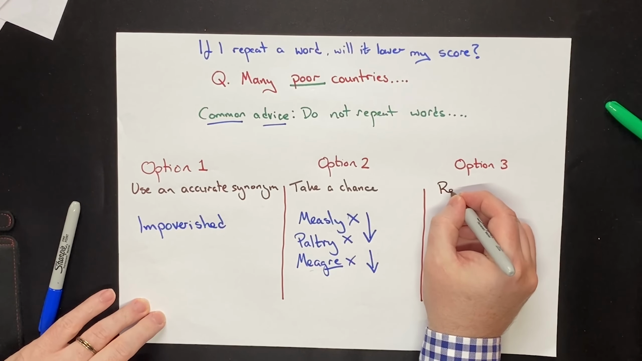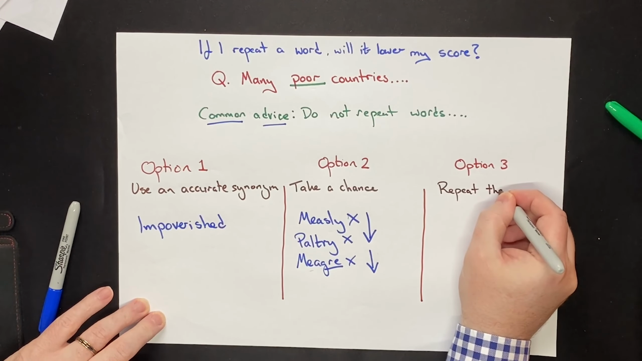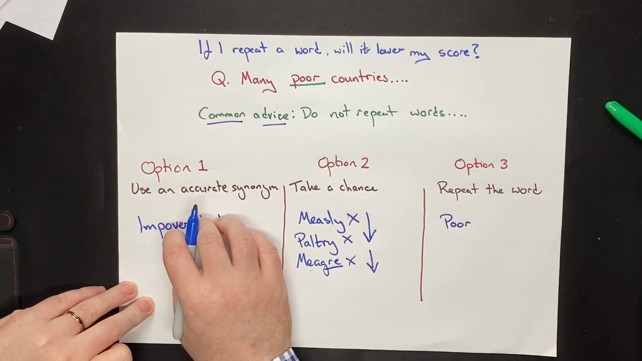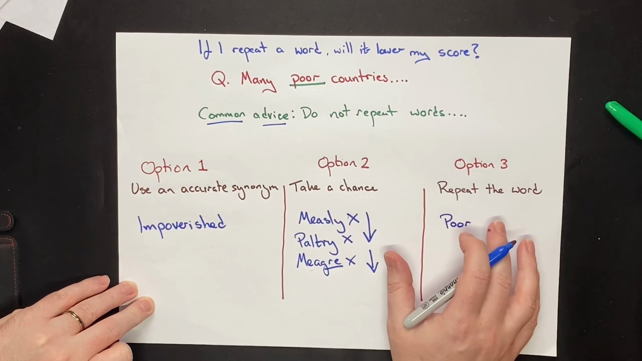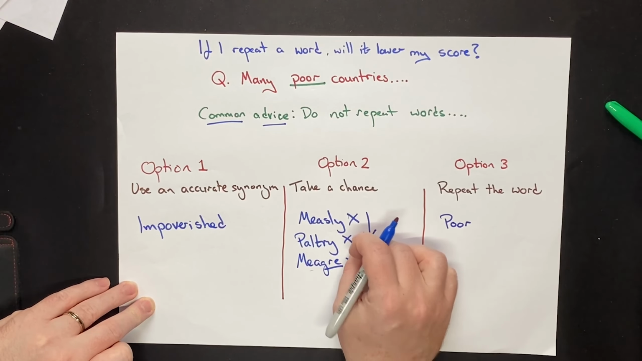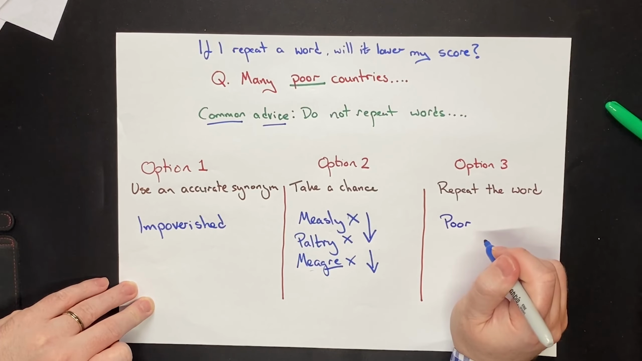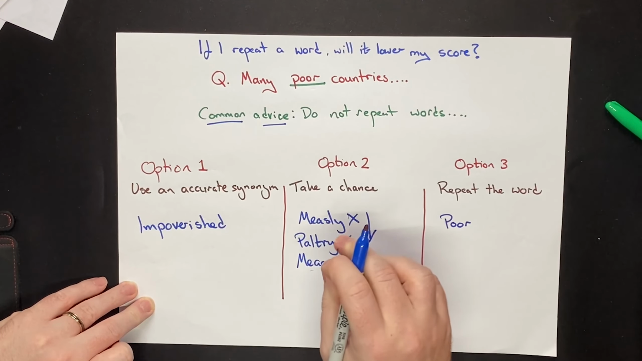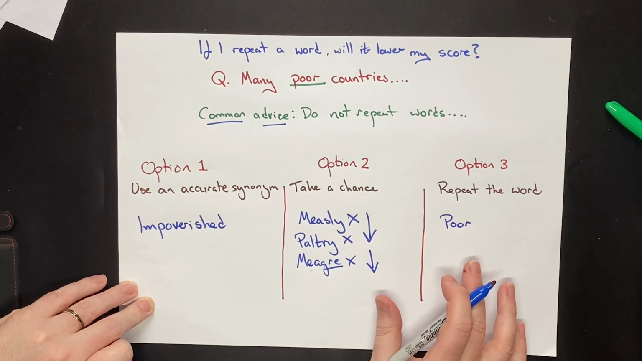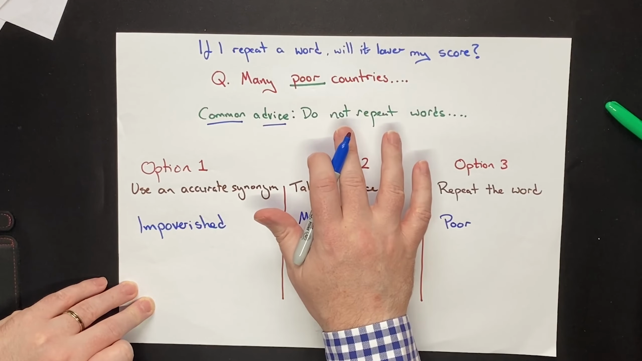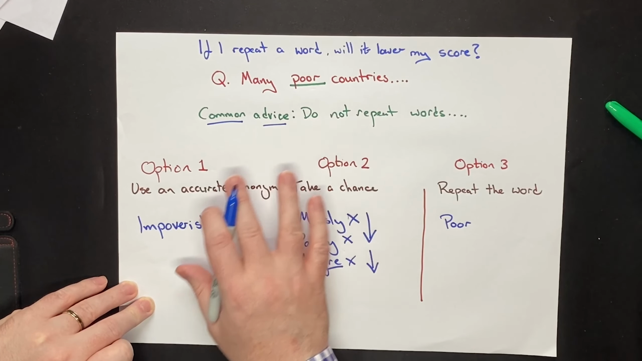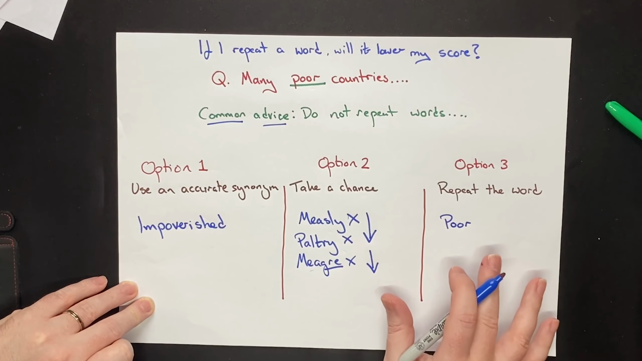Option three is repeat the word. So use the word poor. So option one is the best option. But if you have a choice between repeating the word and using something that you're not sure about, it is much better to repeat the word than it is to use something that is wrong. If you disagree with me, then you are blindly following what people tell you because you believe that they're experts, rather than understanding logic and common sense.